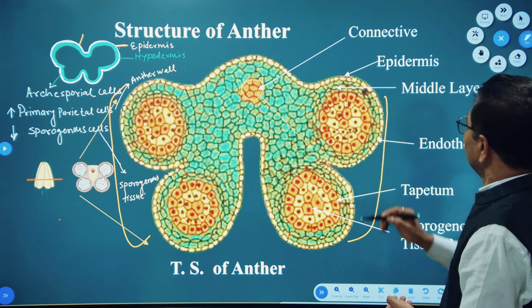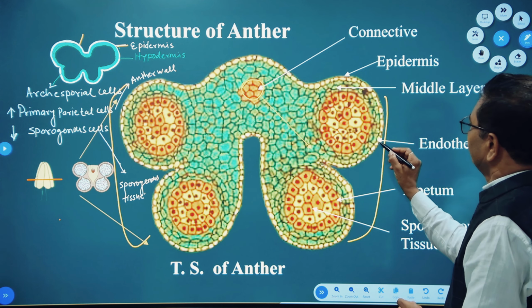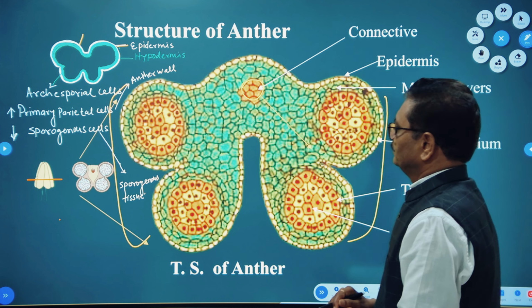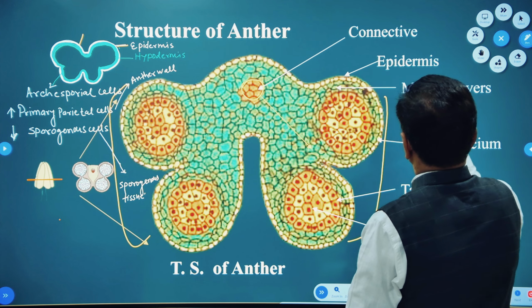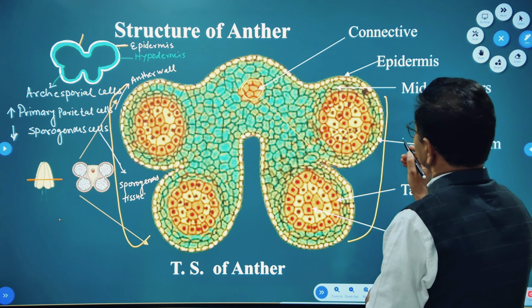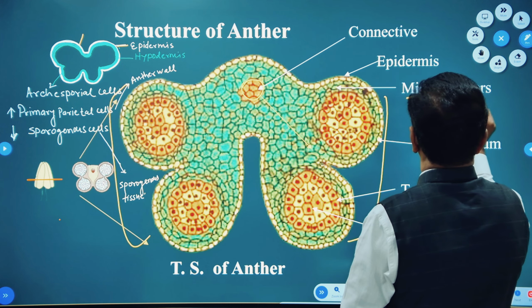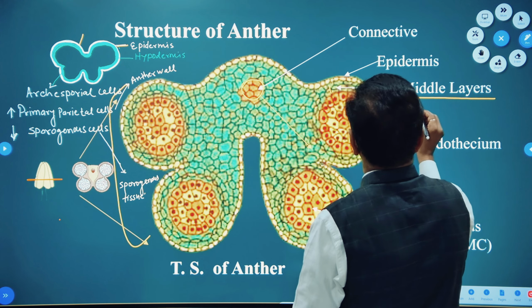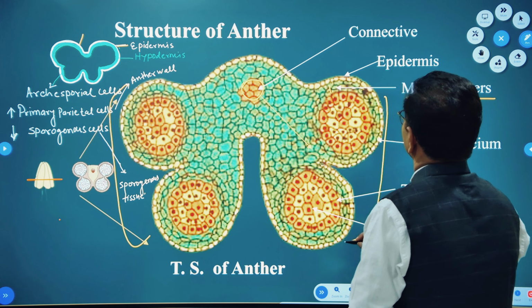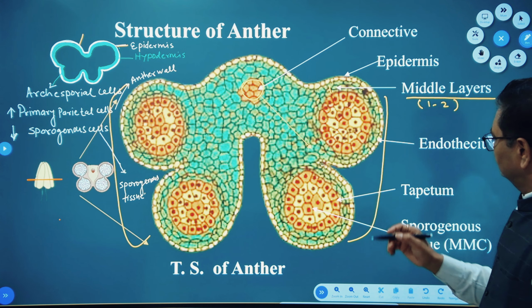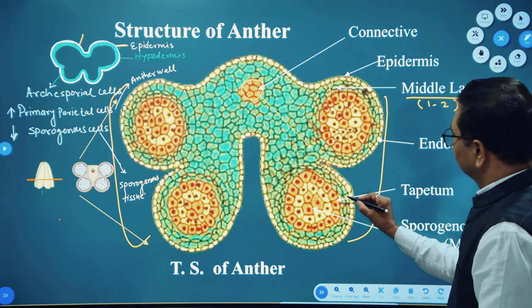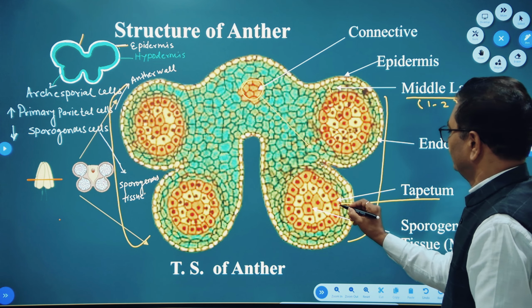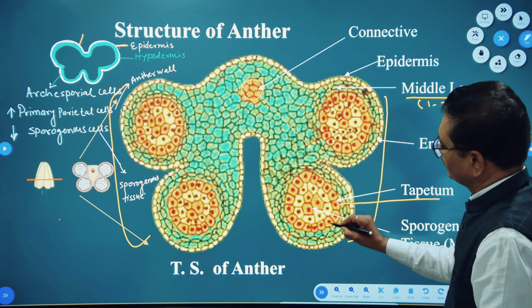Just beneath the epidermis, the second layer is the endothecium. So the outer is the epidermis, the second is the endothecium, and just inside the endothecium you can see the middle layers. There may be one or two middle layers there. Then the innermost layer of the anther wall is the tapetum.